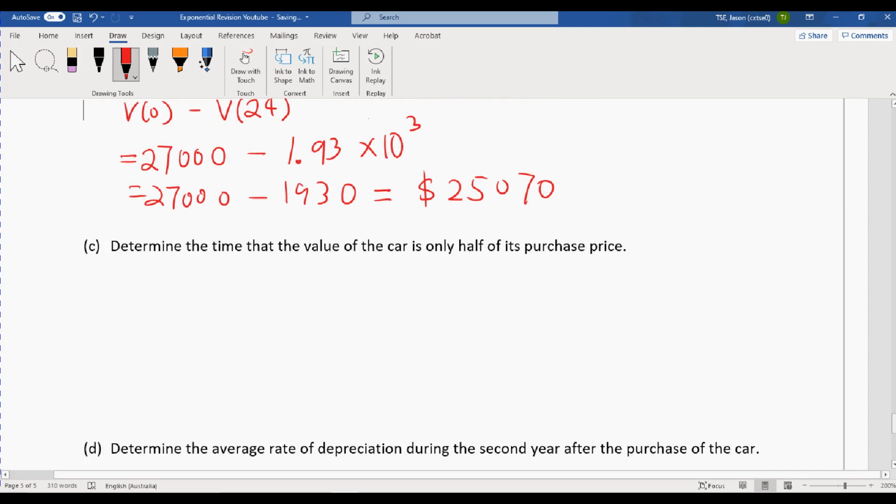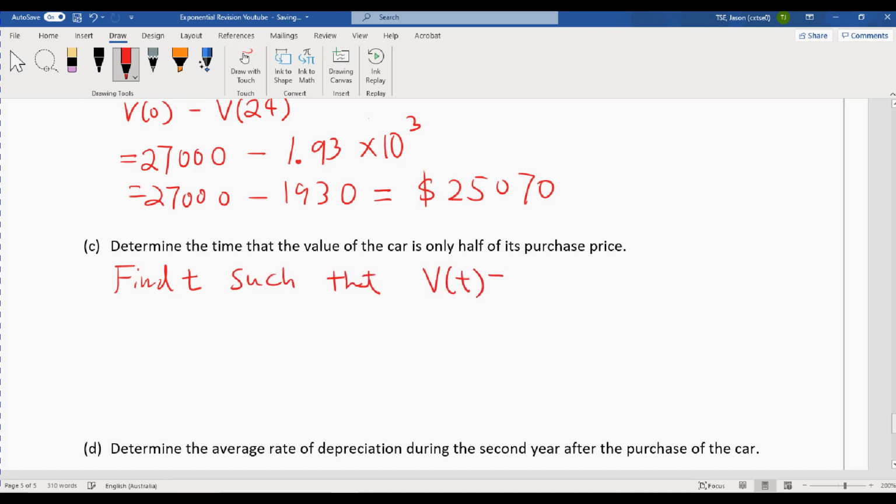Determine the time the value of the car is only half of its purchase value. Okay, so how could we do this? All right, so we know that you need to find t such that Vt equals half of V0. And V0 is this one. All right, so that means you need to solve Vt equals.